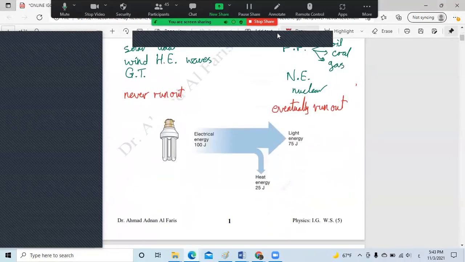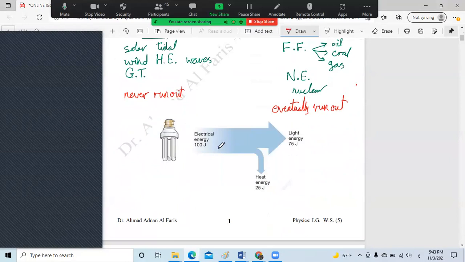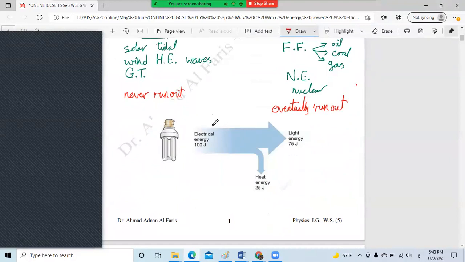It's very important to know something called efficiency. What do I mean by that? We are going to talk about that in detail. Now, when I buy a car for $30,000, not all of this $30,000 is the cost of the car.